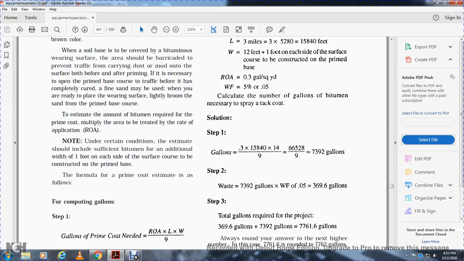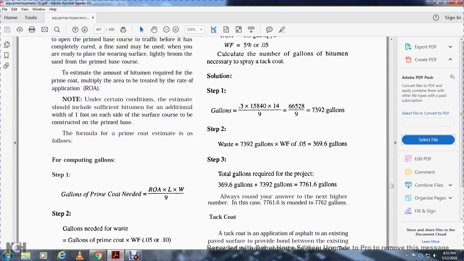Gallons equals 0.3 times 15,840 times 14 divided by 9, which is 66,528 divided by 9, equals 7,392 gallons. Waste equals 7,392 times waste factor 0.5, which is 369.6 gallons. Total gallons required for the project: 7,392 plus 369.6 equals 7,761.6 gallons. Always round your answer up to the next higher number. In this case, 7,761.6 rounds to 7,762 gallons.